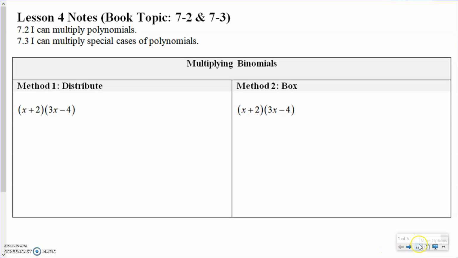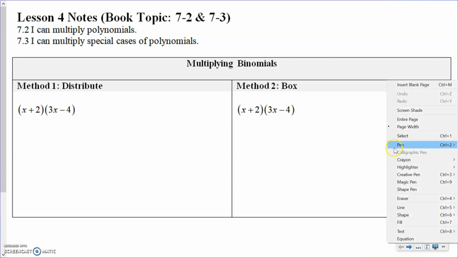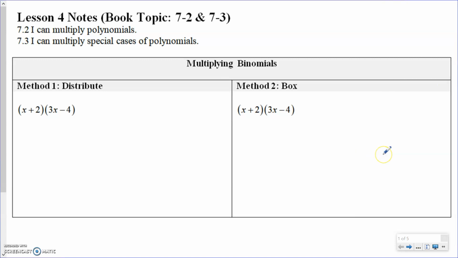We're going to continue on with our operations on polynomials unit, and we are going to multiply more polynomials. And specifically today, we're multiplying two binomials. Remember, binomial means two terms. And I'm going to show you two methods with the same problem here. And honestly, you can choose whichever method you want.